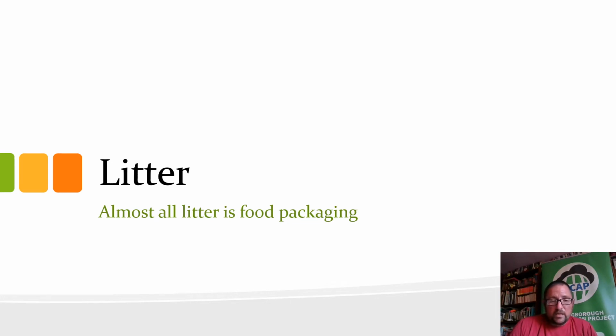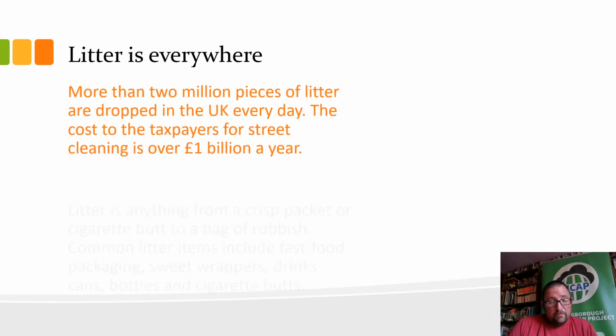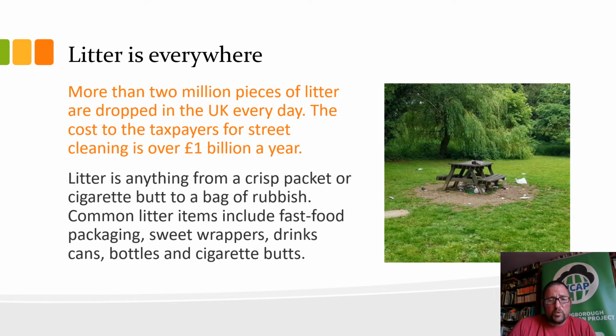In our fourth section, we're going to be looking at litter, because almost all litter is food packaging. And unfortunately, litter's everywhere. More than 2 million pieces of litter are dropped in the UK every day. That's at a cost to taxpayers for street cleaning of over £1 billion a year. Litter is anything from a crisp packet or a cigarette butt to a bag of rubbish. Common littering items include fast food packaging, sweet wrappers, drink cans, bottles, and cigarette butts.